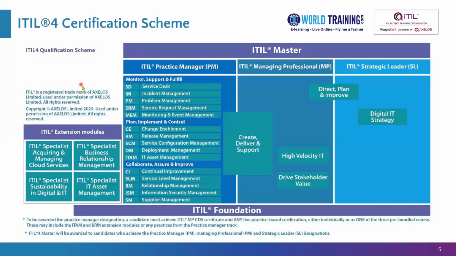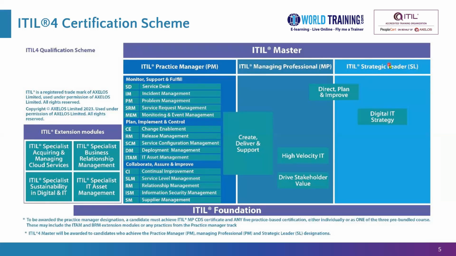This is a view of the entire certification scheme for ITIL 4. We can see here at the bottom we have ITIL Foundation, and at the top we have ITIL Master. To obtain the ITIL Master, you need to finish the ITIL Practice Manager certification, plus the Managing Professional and the Strategic Leader. To obtain the Managing Professional, you need to obtain 4 certificates on top of ITIL Foundation, and those are Create, Deliver, and Support, Direct, Plan, and Improve, High Velocity IT, and Drive Stakeholder Value.